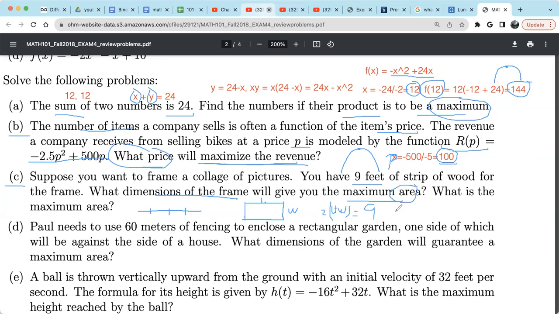Then the area is L times W, right? What does this give us? 2 times L plus W equals 9. We're dealing with the fractions. That means L plus W equals 9 over 2. That means, let me rewrite, L equals 9 over 2 minus W.